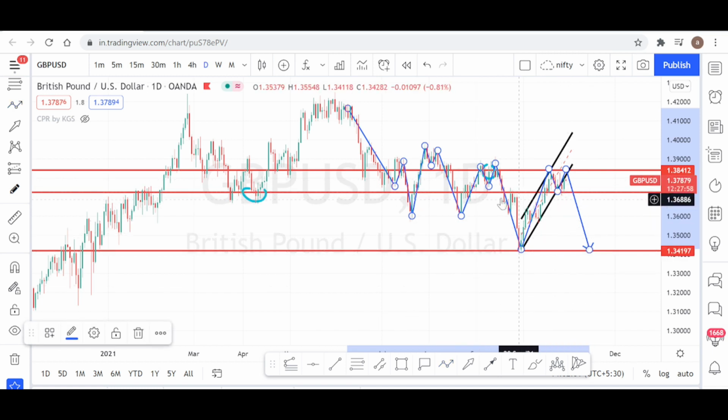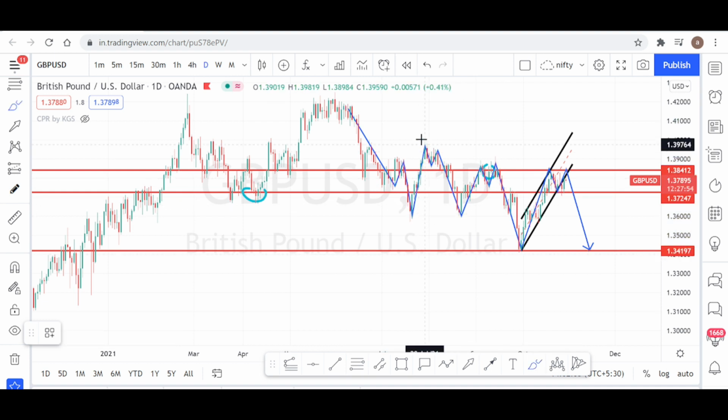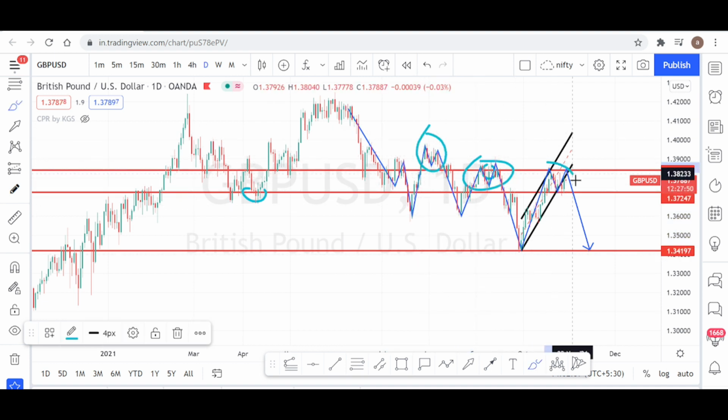So when we see the past price actions, it has formed very nice patterns. Double top pattern here, a double top pattern here. Presently it is trying to form a double top pattern here. So every time it makes a trend reversal, there is a double top pattern forming.